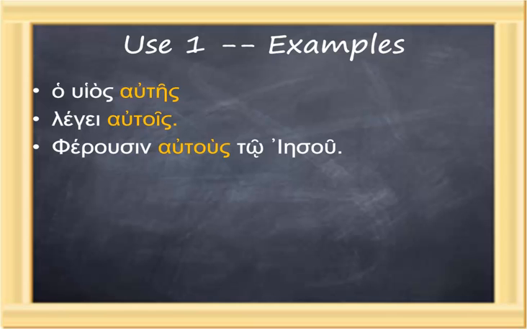Here are some examples of that first use, or pronominal use, of autos. Ho huios autes would be translated her son. Legei autois would be translated he, she, or it is speaking to them. Pherousin autous to Iesou, they bring them to Jesus.